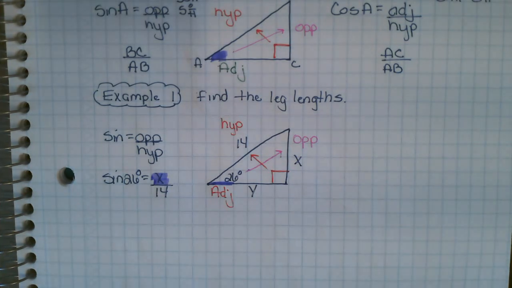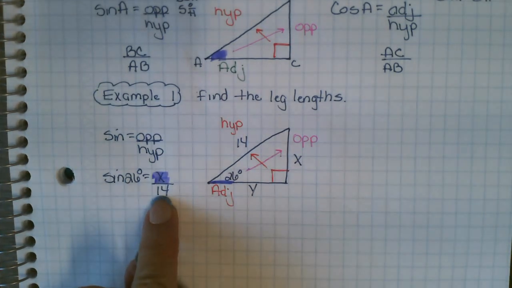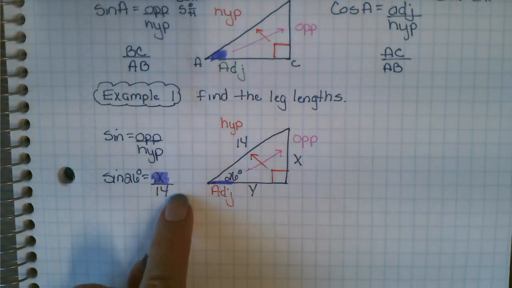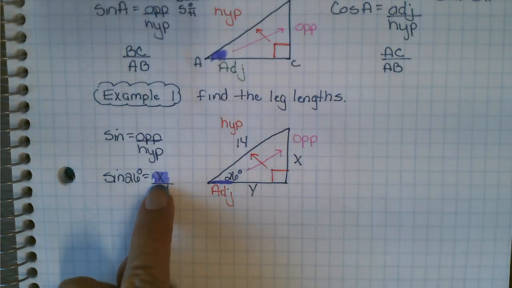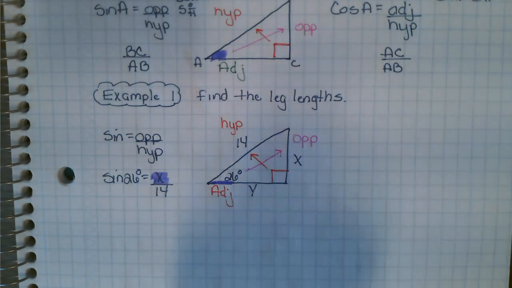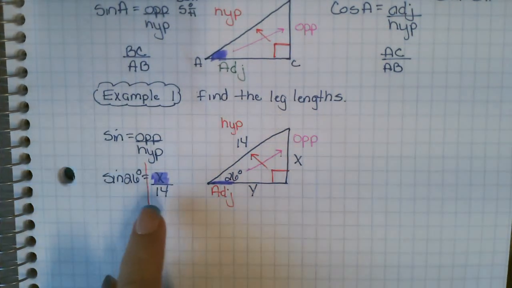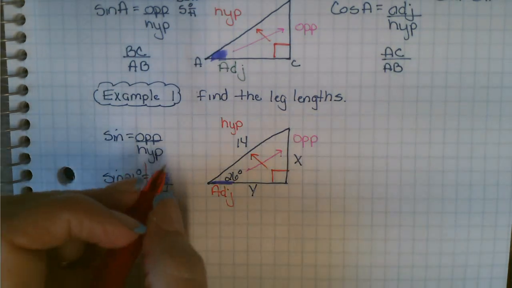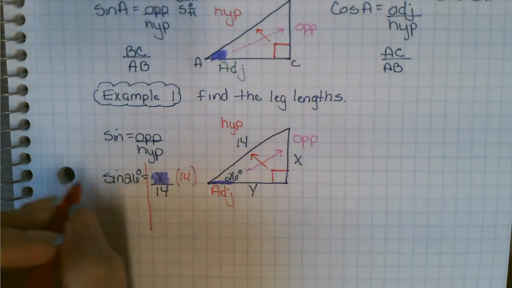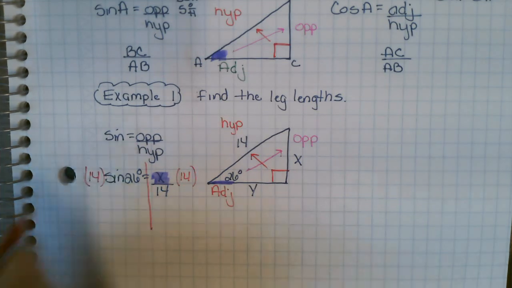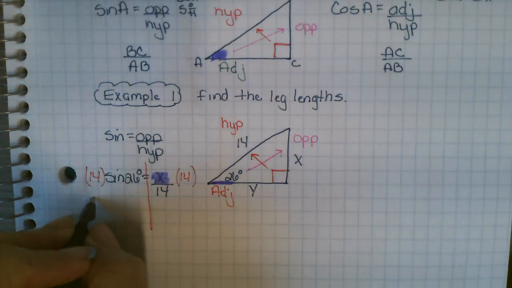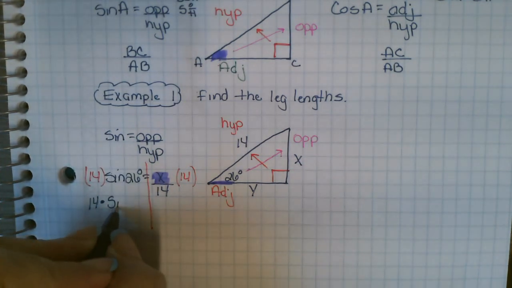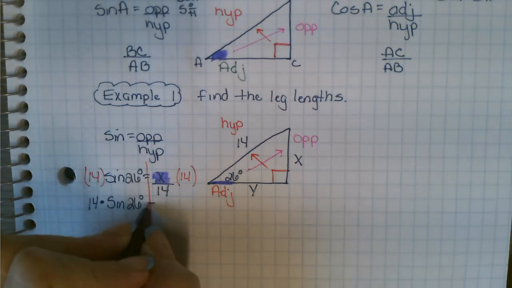So this one's much easier because I just have to move the 14. Where in tangent, I had to move the x and then I had to move my tangent back. This one, I just have to move the 14. So remember, this line means divide. So I'm going to remove my 14. I'm going to multiply both sides by 14, which is going to give me 14 times sine 26 degrees equals x.